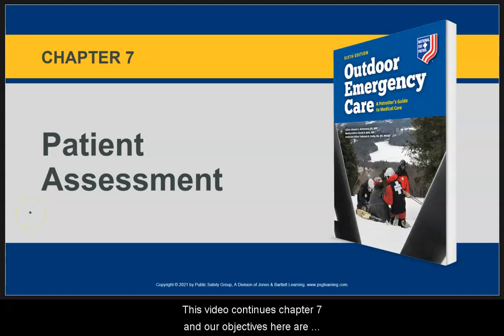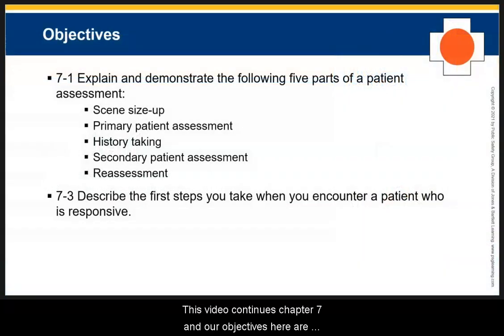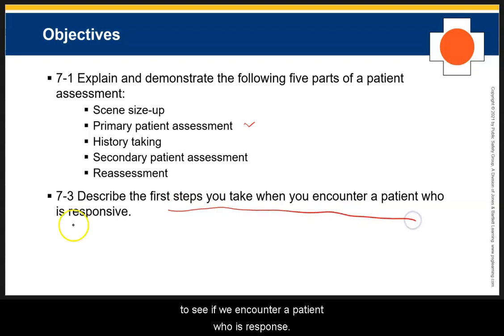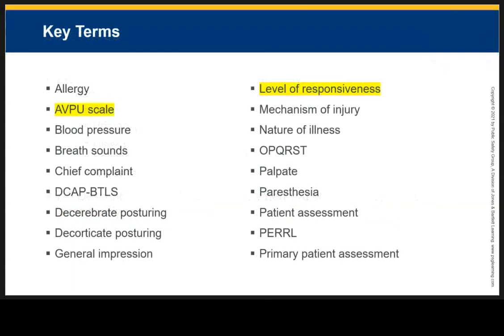This video continues Chapter 7, and our objectives here are to work through that first part of primary patient assessment principally, and specifically what we're going to see if we encounter a patient who is responsive. Now, a couple of key terms: level of responsiveness and the AVPU scale. We'll pay attention to those.